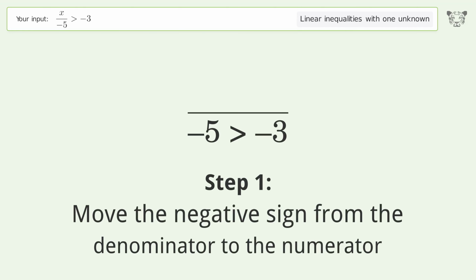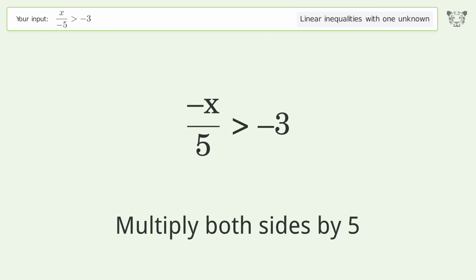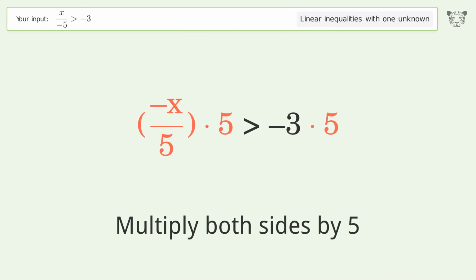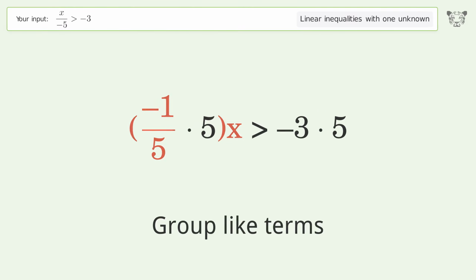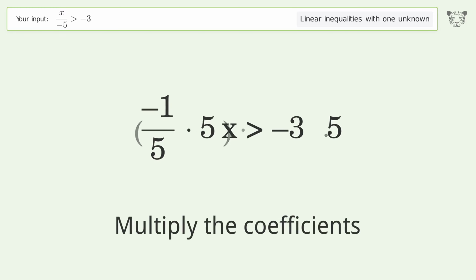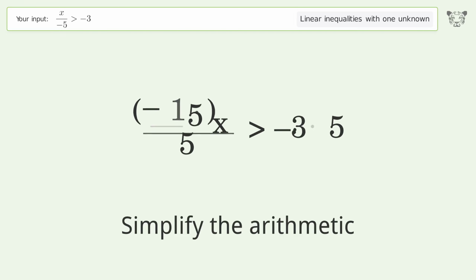Move the negative sign from the denominator to the numerator. Isolate the x. Multiply both sides by 5. Group like terms. Multiply the coefficients. Simplify the arithmetic.